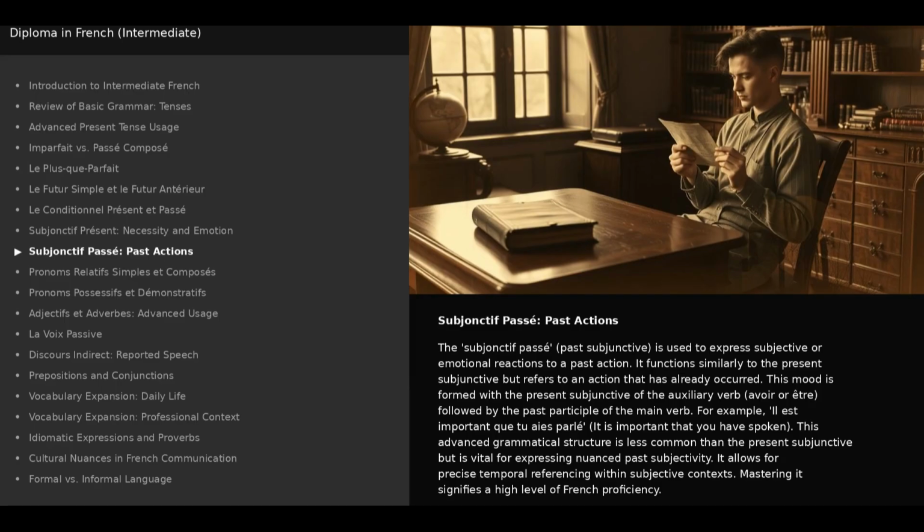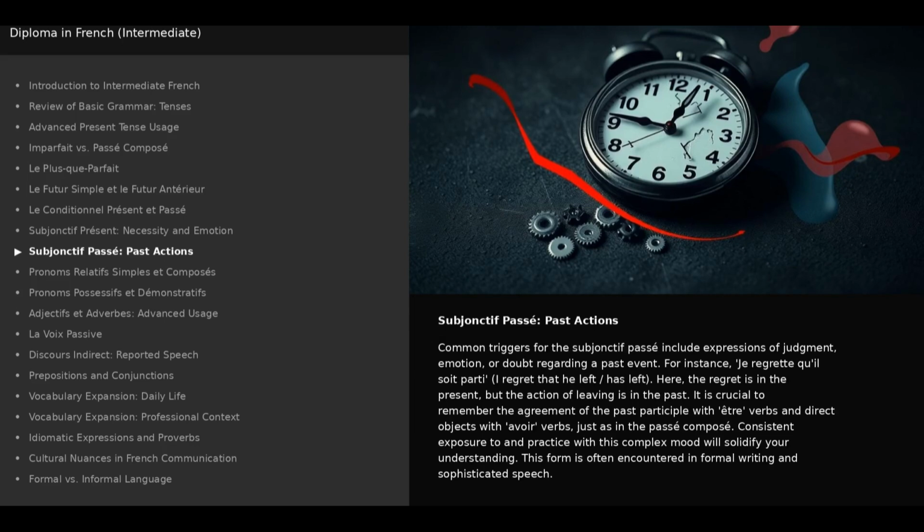This advanced grammatical structure is less common than the present subjunctive, but is vital for expressing nuanced past subjectivity. It allows for precise temporal referencing within subjective contexts. Mastering it signifies a high level of French proficiency. Common triggers for the subjunctive passé include expressions of judgment, emotion, or doubt regarding a past event.